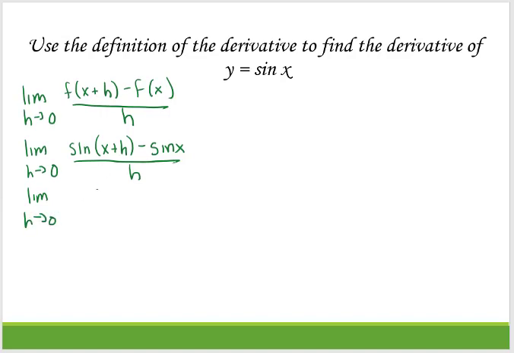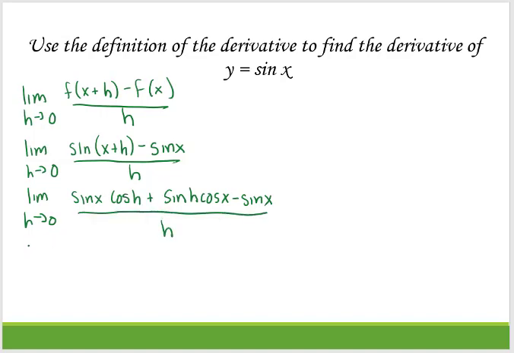So you have to use your sum and difference identity. So sine of x cosine h plus sine of h cosine x minus the sine of x. Now, who remembered that? Limit as h goes to 0.